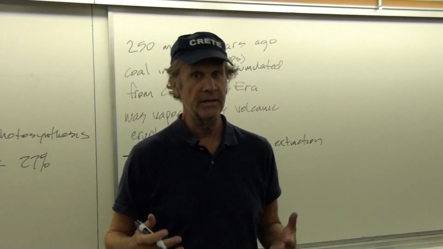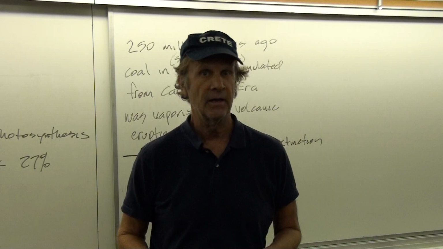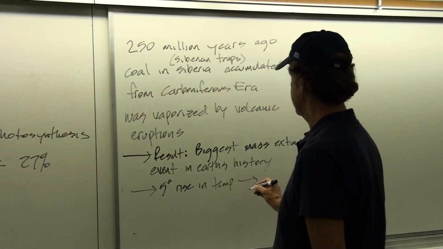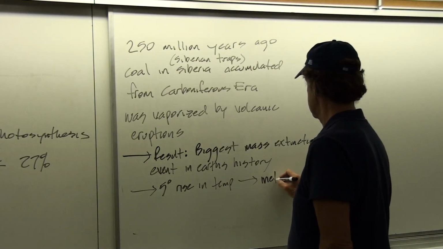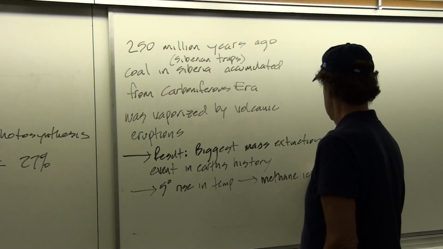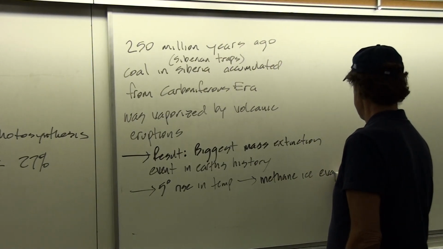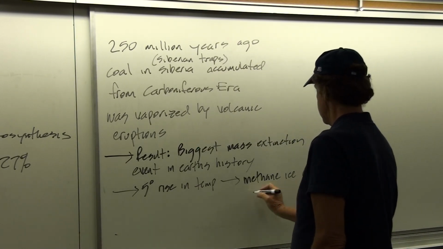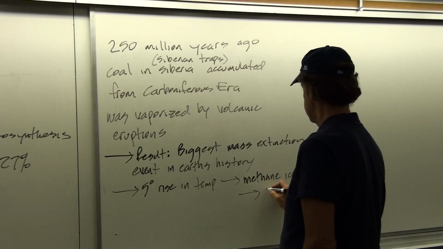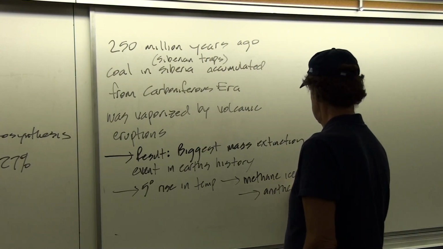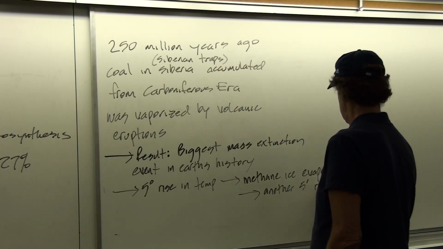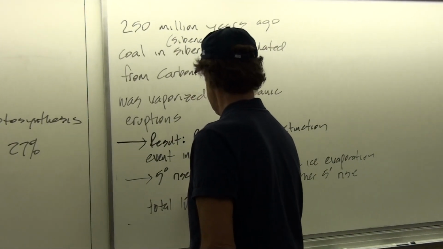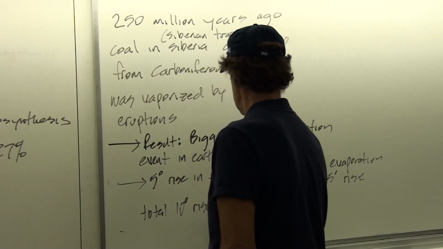And by the way, this can happen again today because there's still a lot of methane ice at the bottom of the Earth's oceans. But this triggered methane ice evaporation, which then triggered another 5-degree rise. For a total of 10 degrees average temperature rise in temperature.